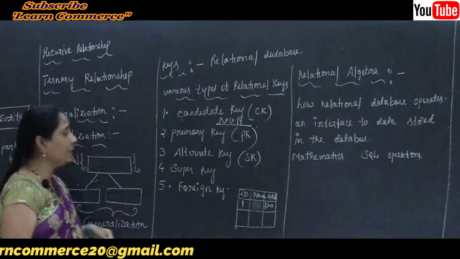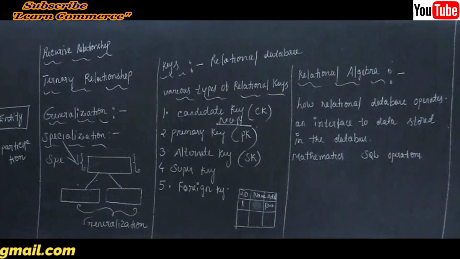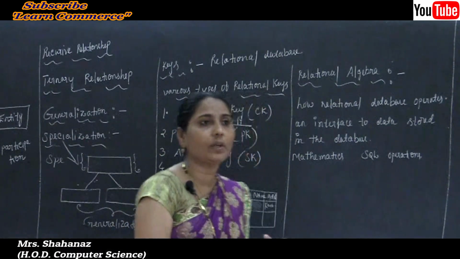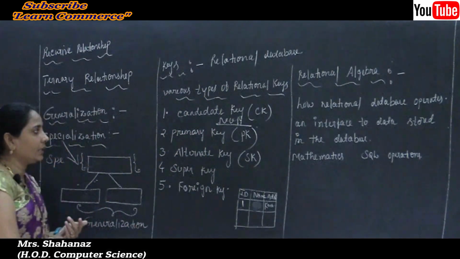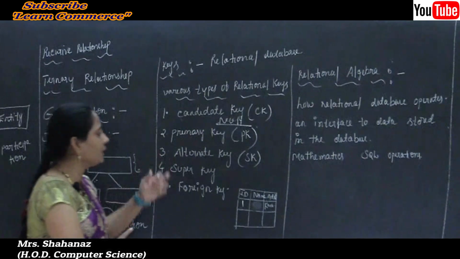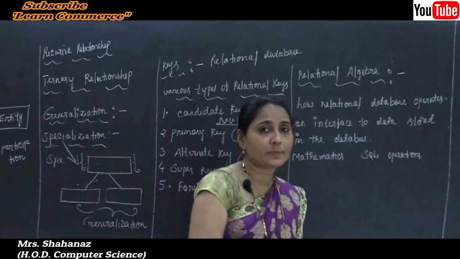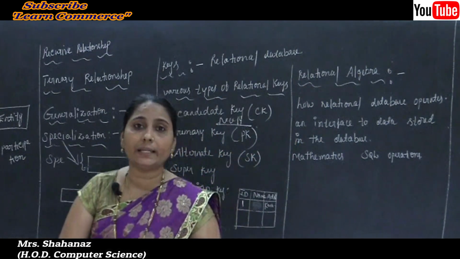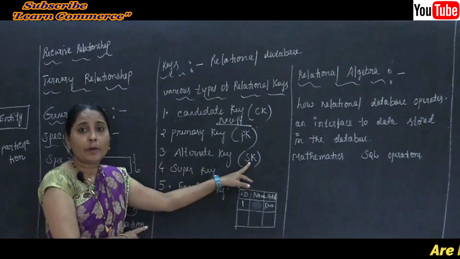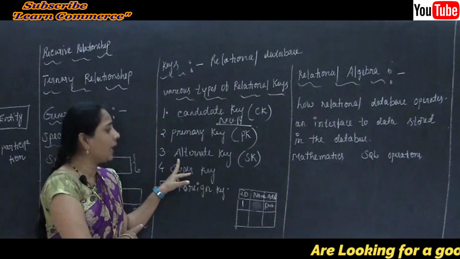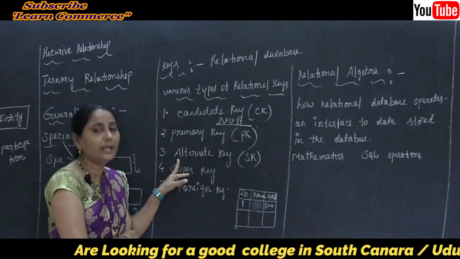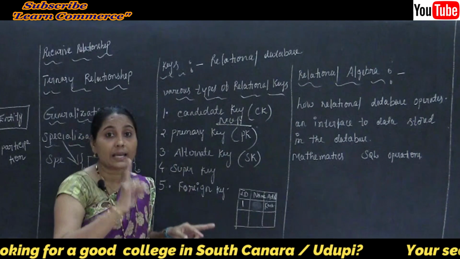Next is the alternate key. I already talked about the candidate key, and you know its meaning. The second thing I said was about our primary key, and the third thing I'm now going to explain is our alternate key. In short form I wrote it as SK, because actually alternate key should be AK, but such an alternate key is also called the secondary key.